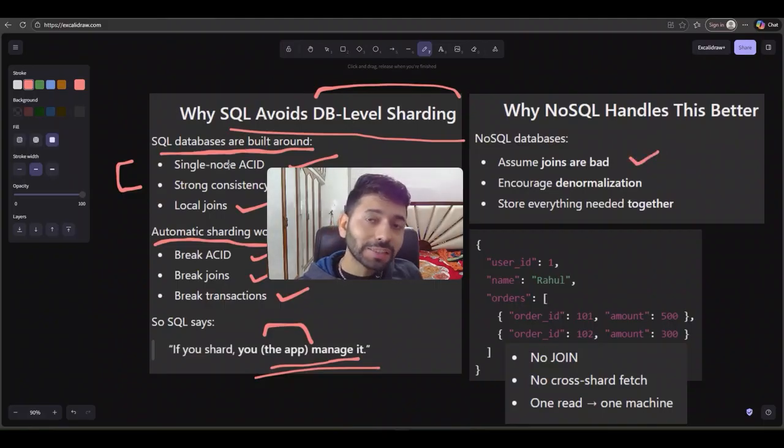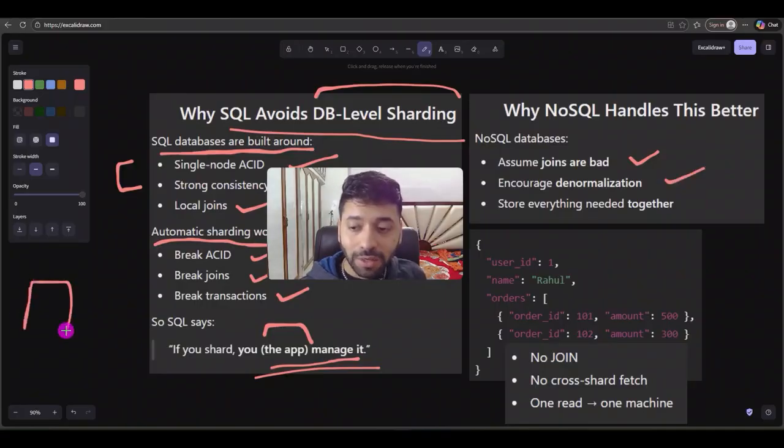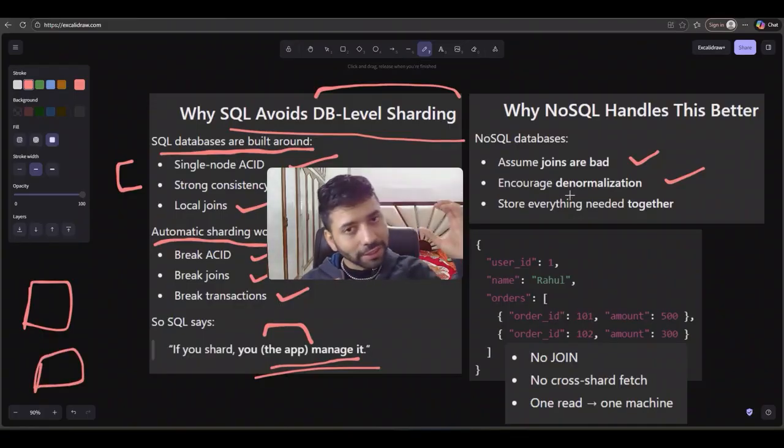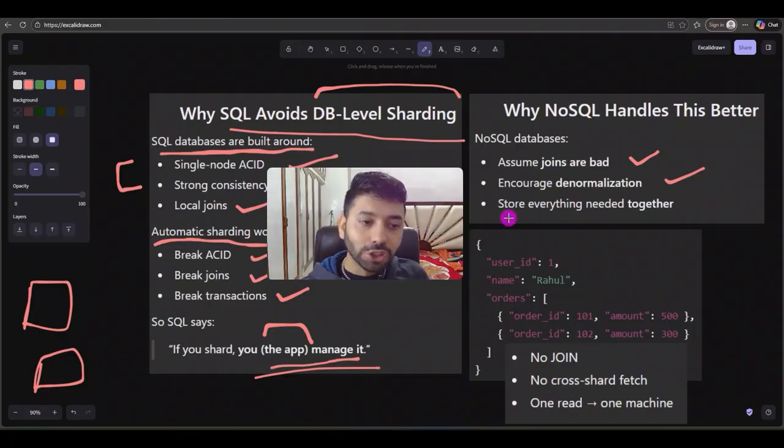The SQL database is good at joins, so we do perform join operations in SQL, but NoSQL assumes joins are bad and it encourages denormalization. In SQL, we encourage normalization, right? We split the tables logically, whereas in NoSQL, it encourages denormalization, which means all of the data would be present in one place. So that's why it stores everything that is needed together.